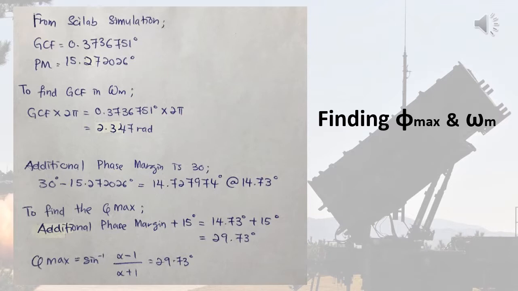The additional phase margin is 30 degrees minus 15.272026 degrees, which equals 14.73 degrees. To find phi max, 14.73 degrees plus 15 degrees equals 29.73 degrees. Phi max equals sine inverse of (alpha minus 1) over (alpha plus 1), which equals 29.73 degrees.